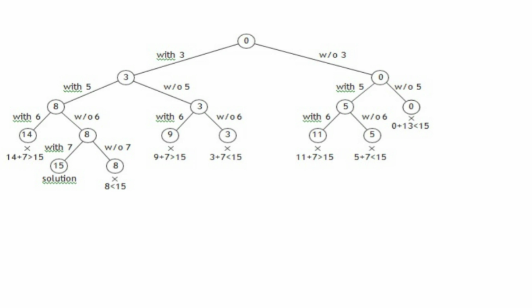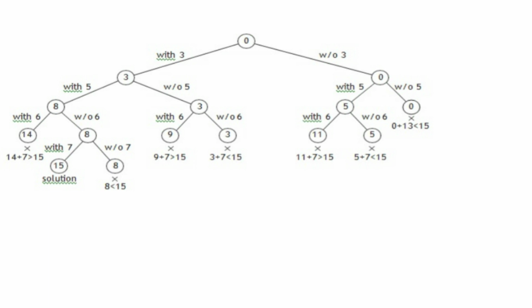Then we move back to the previous node, that is 5. The left side indicated inclusion of 6. Now the right side indicates exclusion of 6. 5 remains as it is. 5 plus 7 is 12, which is less than 15. So this also leads to a dead solution. Then we move back to the previous node, that is 0. Now we saw the right side with 5. Now we will see without 5 here.